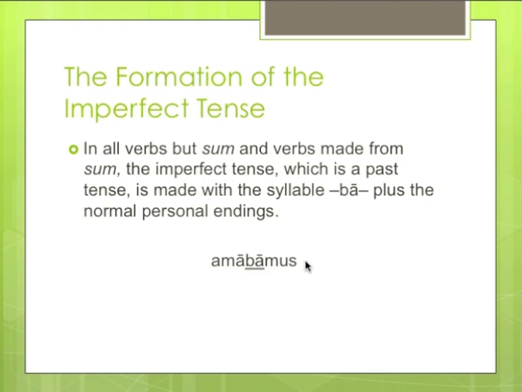Amabamus. This means we loved, from amo, and notice the ba there. Habebatis. This means y'all had. Notice the ba once more. Loquebatur. This means he was saying. And notice the ba once more.